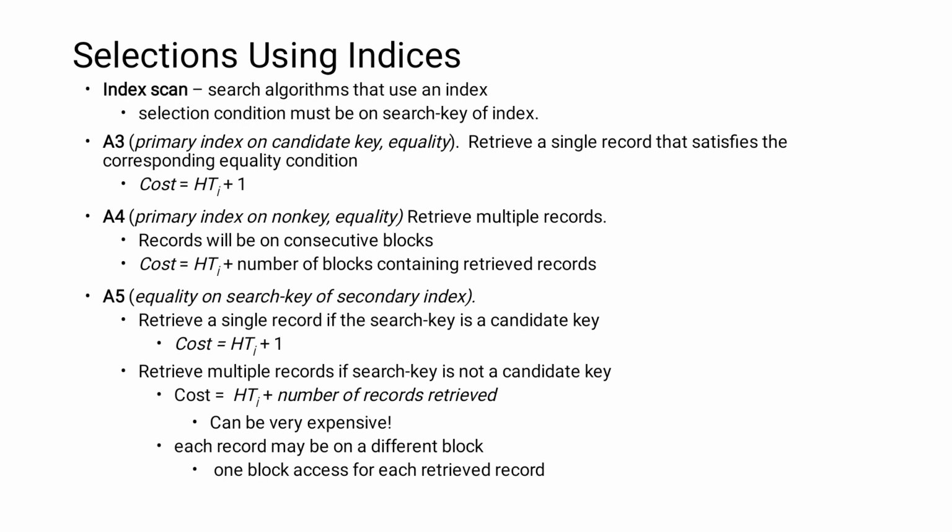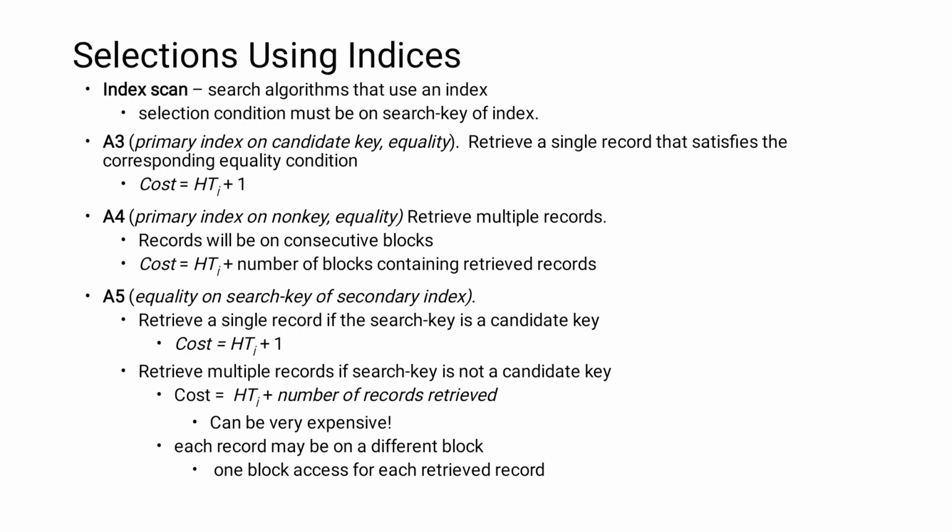And A4, primary index, equality on non-key. We can retrieve multiple records by using a primary index when the selection condition specifies an equality comparison on a non-key attribute A. The cost of the operation is proportional to the height of the tree, plus the number of blocks containing records with the specified search key.